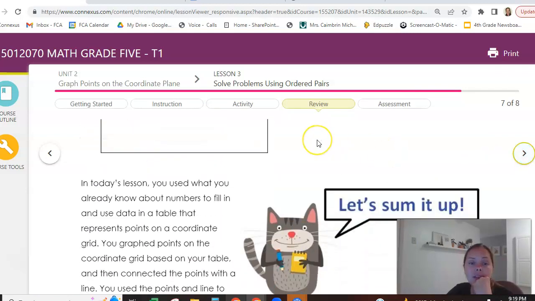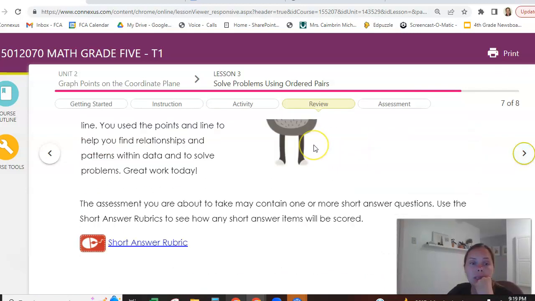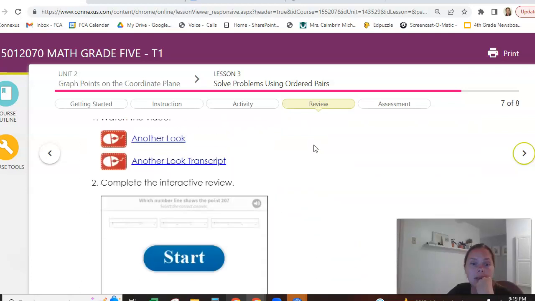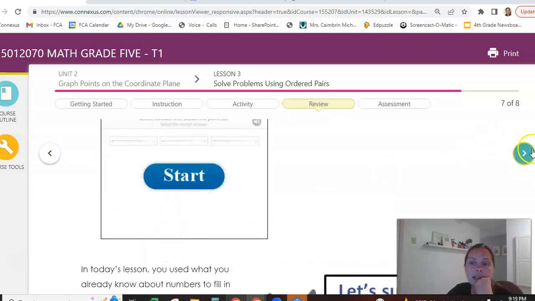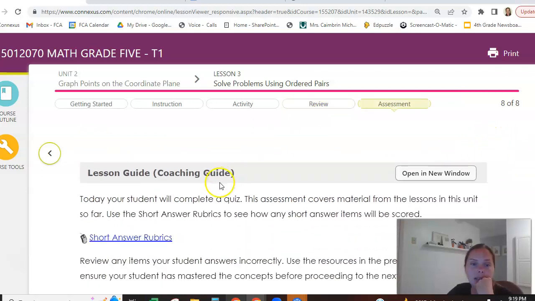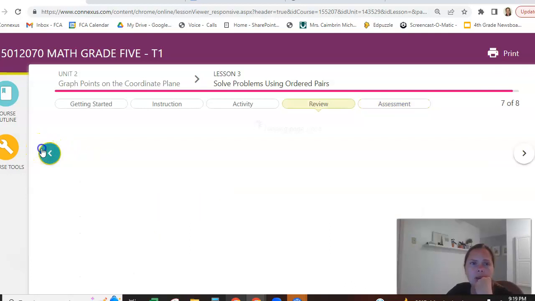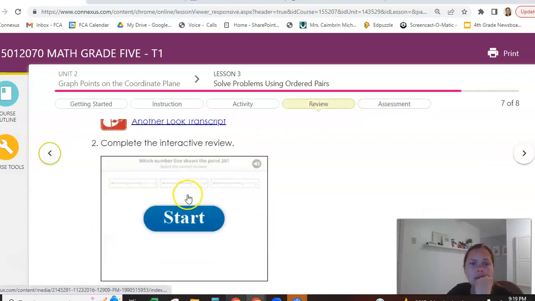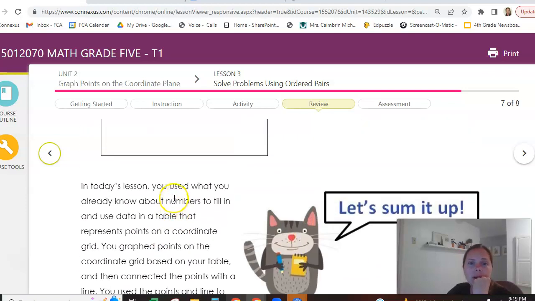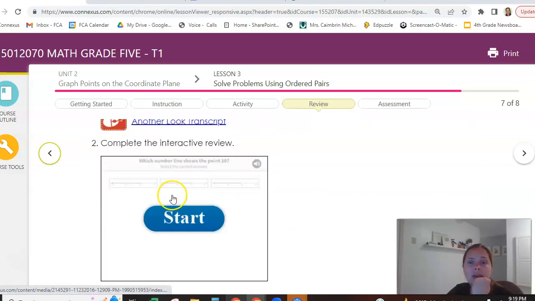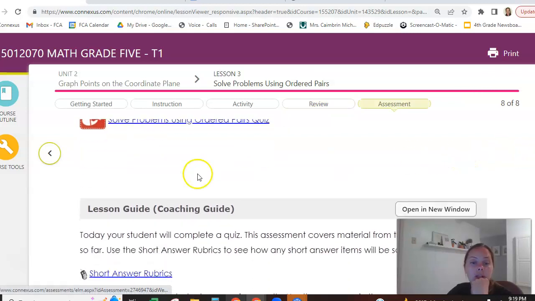On page 7, this is going to be, let's see, complete the interactive review. So you're going to need to do that. Let's look at page 8. Okay. So typically when there's a review, you're going to have to do that, if there's a practice as well. You have to do that before you do the quiz. So make sure you complete the review first and then move on to the quiz.